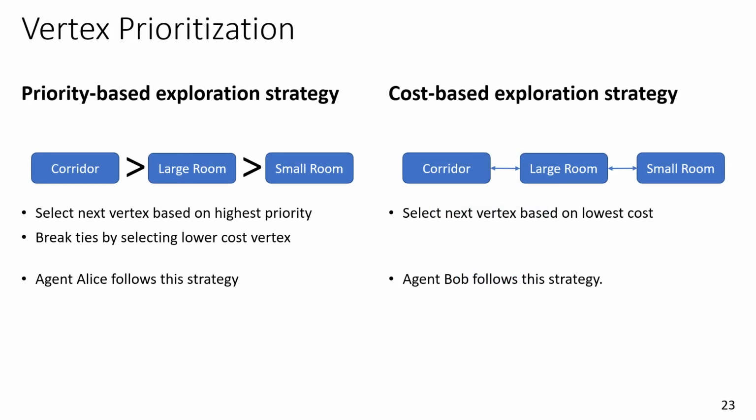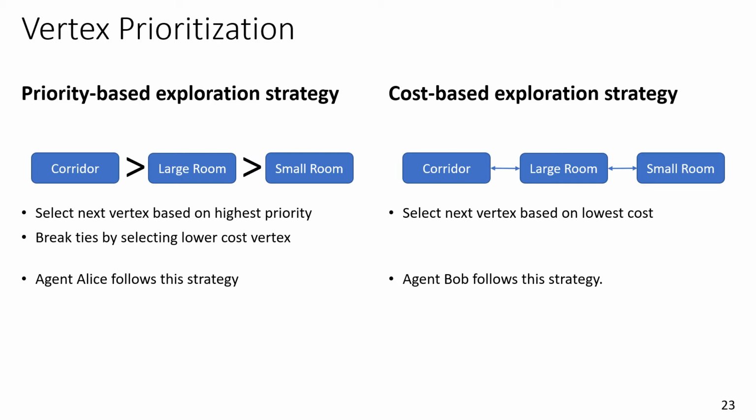Now we come to the second step of the three-step method, vertex prioritization. Here we introduce two exploration strategies, the priority-based exploration strategy and the cost-based exploration strategy. In the priority-based exploration strategy, different building structures such as corridors, large rooms, and small rooms have different priorities. The next vertex selected is the one with the highest priority, and the ties are broken by selecting the vertex with a lower cost. On the other hand, the cost-based exploration strategy assigns the same priority to all structures. It selects the next vertex to be the one with the lowest cost.